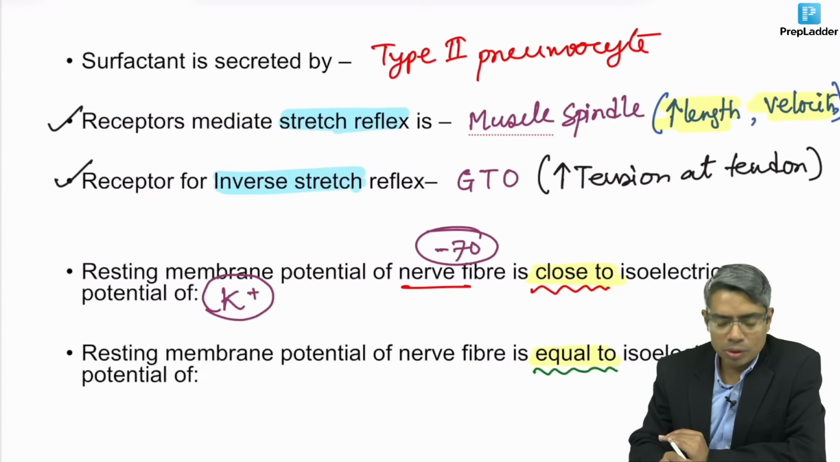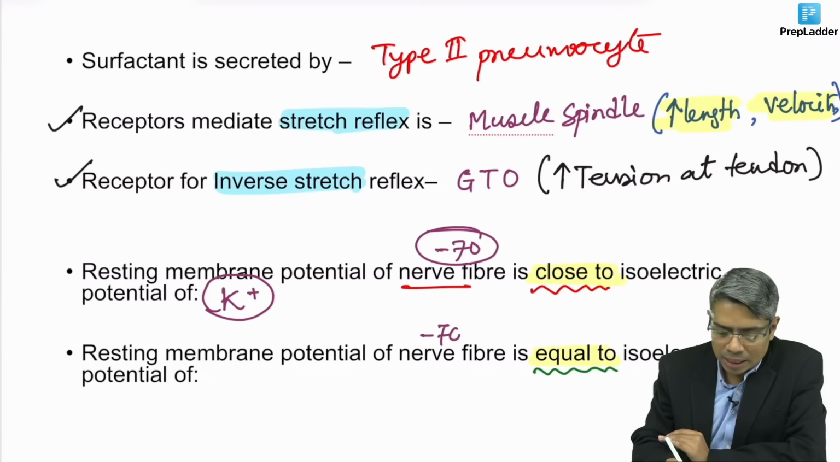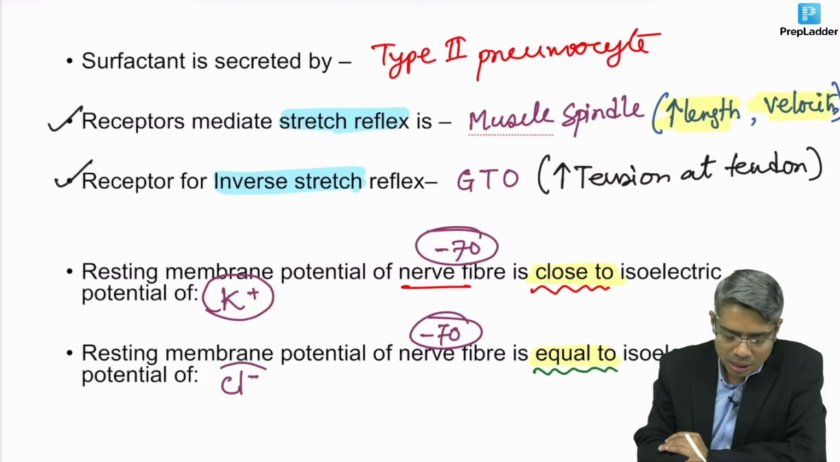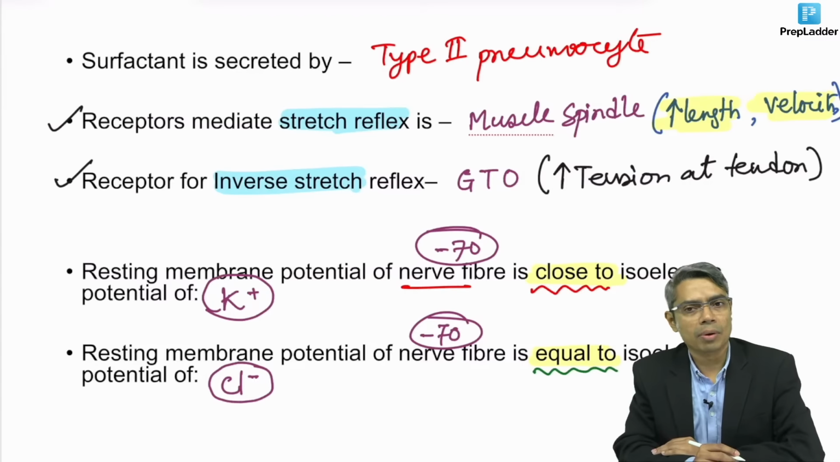But whenever it is equal to, then I have to go with the RMP of the nerve fiber being minus 70. The equilibrium potential of which ion is minus 70? The chloride.